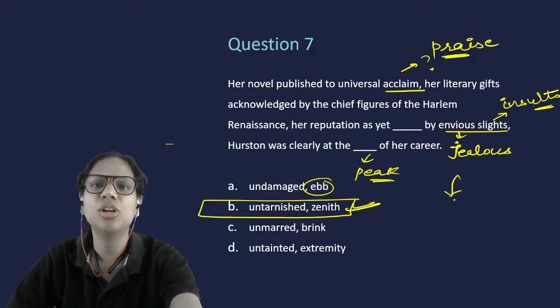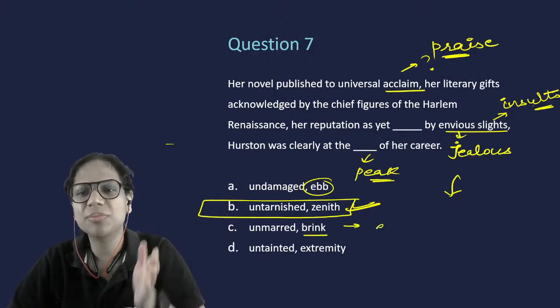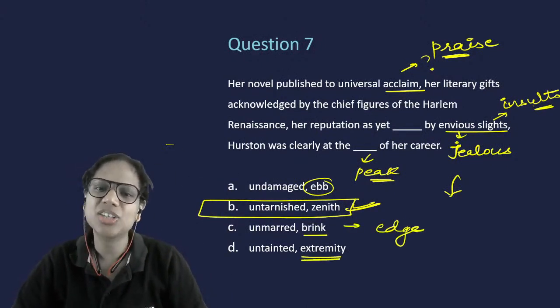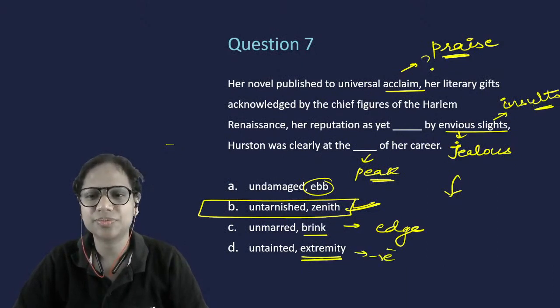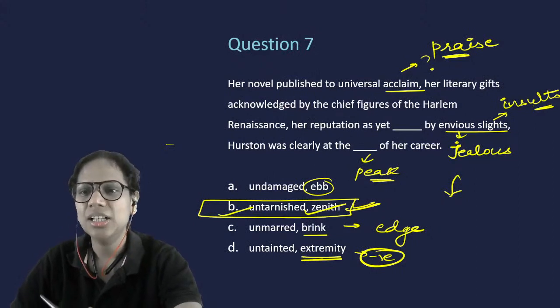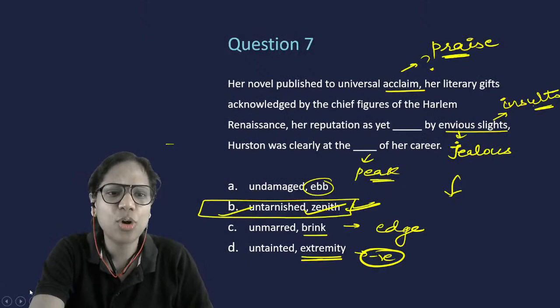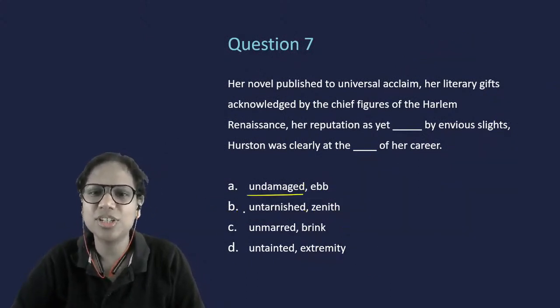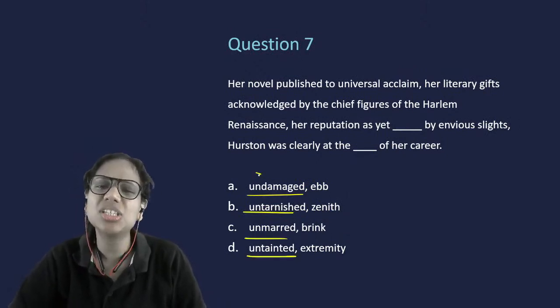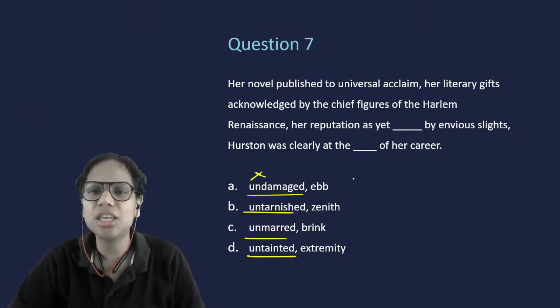Ebb is a low point, right? Brink is the edge of something, not the peak. Extremity again is a negative word. I needed zenith, which is only there in option B. Confused between B and D? See, for the first blank, all these fit. As yet undamaged is slightly less appropriate, but untarnished, untainted, unmarred, any of these can come.